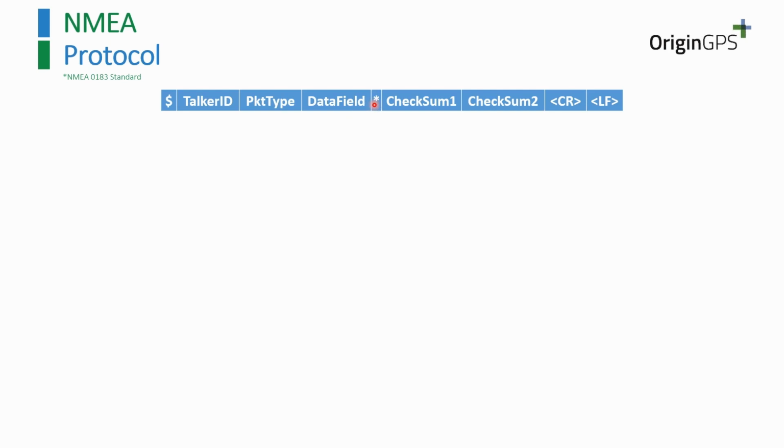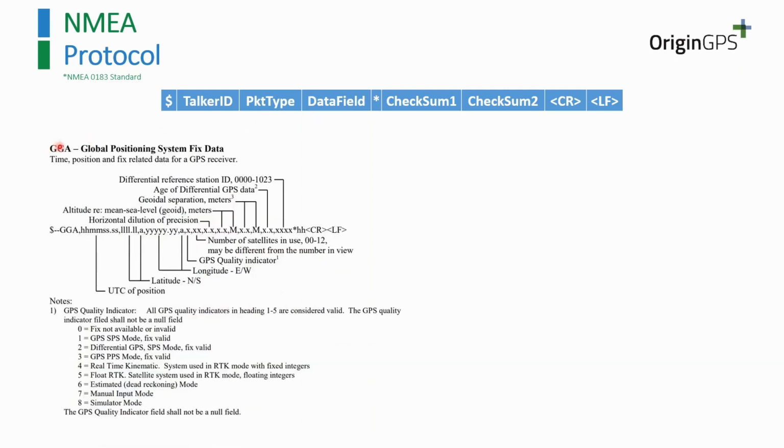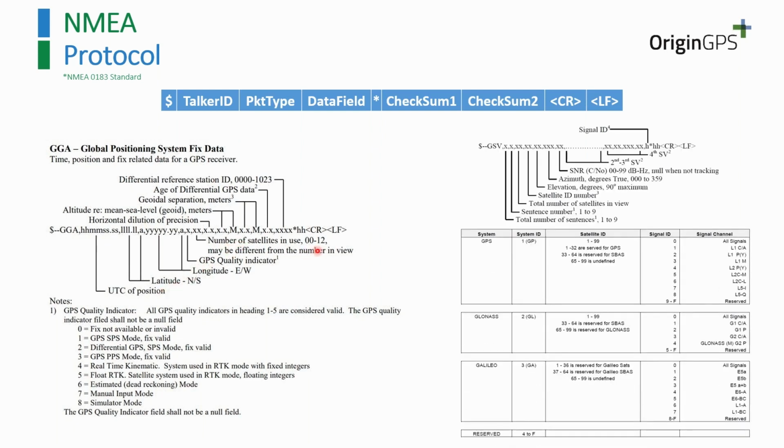If we talk about an example of a sentence, we have a GGA sentence. GGA will report what the location of the receiver is. It will tell us what the time of the position is, what the number of satellites is, and more fields that you can see over here. Another example of an NMEA sentence will be the GSV, which will indicate the location of the satellites. What is the location of each satellite, if it's GPS, if it's GLONASS, if it's Galileo, or more types of satellites.